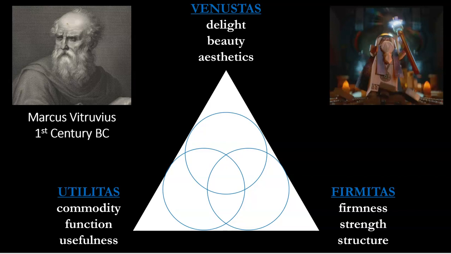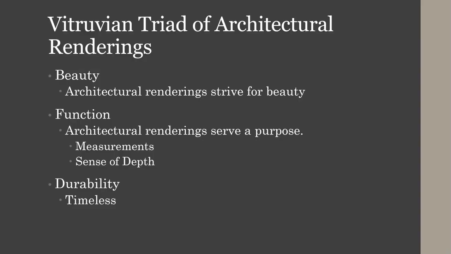From Marcus Vitruvius, we get the laws on how some of these things are done. There's utilitas: utility, commodity, function, and usefulness must be paired off with delight, beauty, and aesthetics, creating firmitas: firmness, strength, and structure. These are all the elements of architecture. You will learn them in your future architecture classes and how they relate.